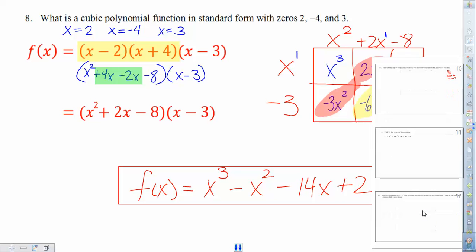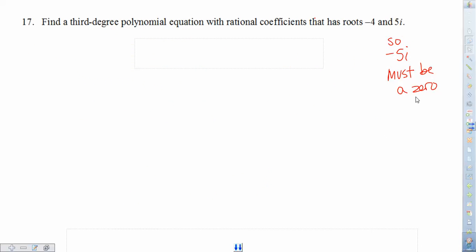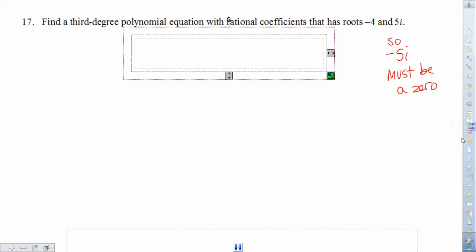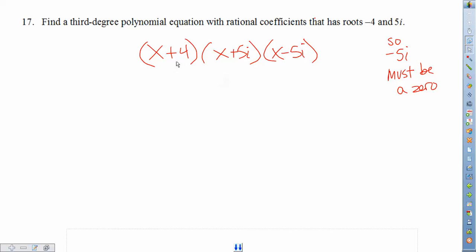Okay, so we're doing the exact same thing here again. So let's do it. Except this time, our linear factors would look something like this. We'd have our x plus 4, and then because one of the roots is a negative 5i, we could write x plus 5i, and then if the other root is positive 5i, then we can write x minus 5i.